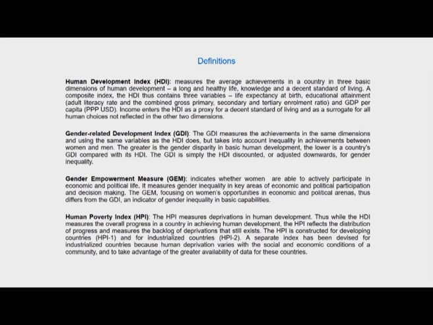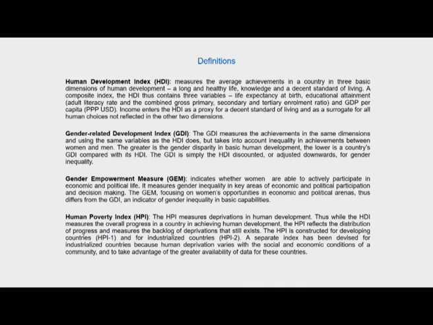The gender related development index measures the achievements in the same dimensions as the HDI, but takes into account inequality in achievements between women and men. So the greater the gender disparity in basic human development, the lower a country's GDI compared with its HDI. So GDI is simply the HDI discounted or adjusted downwards for gender inequality. So it is expected that the GDI-HDI distance should not be very high.